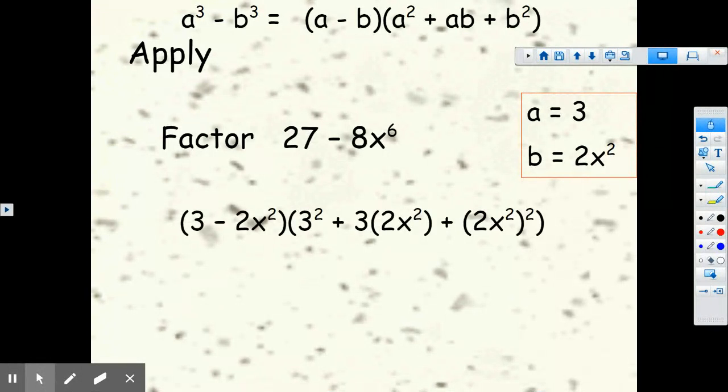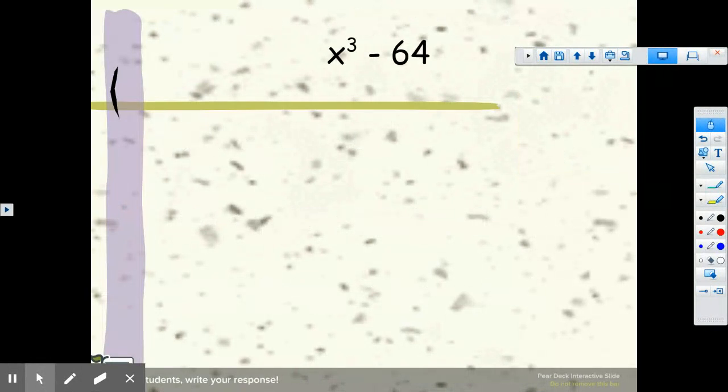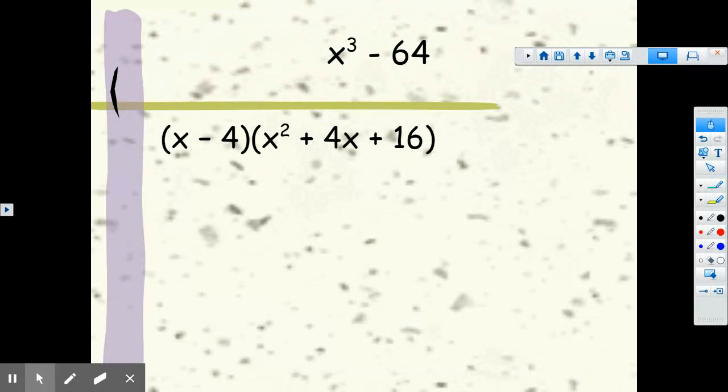All right, finally. Try this one. Identify it however you're planning on doing, whichever method. Pause. Okay, so I hope that you paused and tried this one, because this one's very straightforward. x minus 4, x squared plus 4x plus 16. That's the way that one works, whichever method you use.